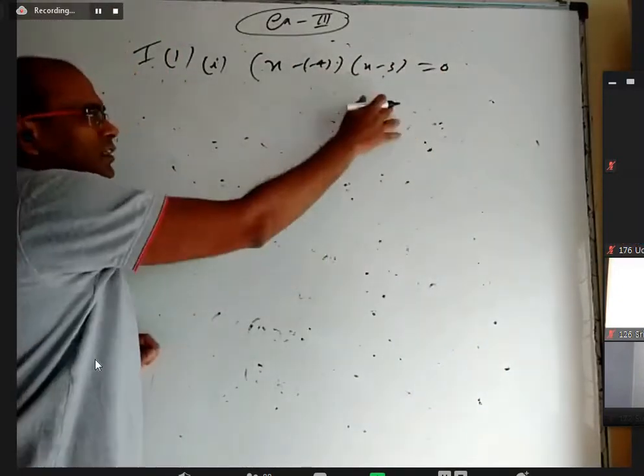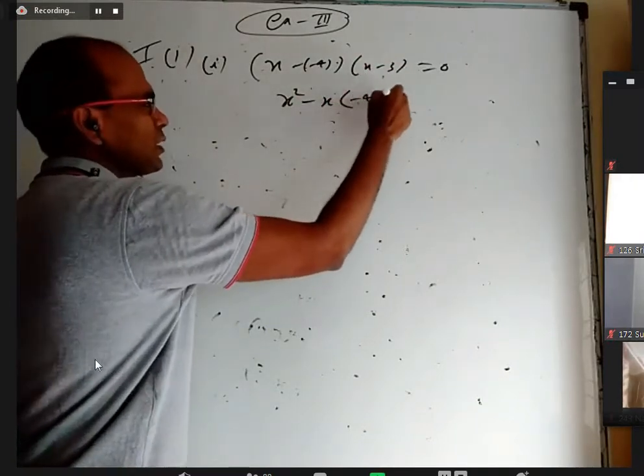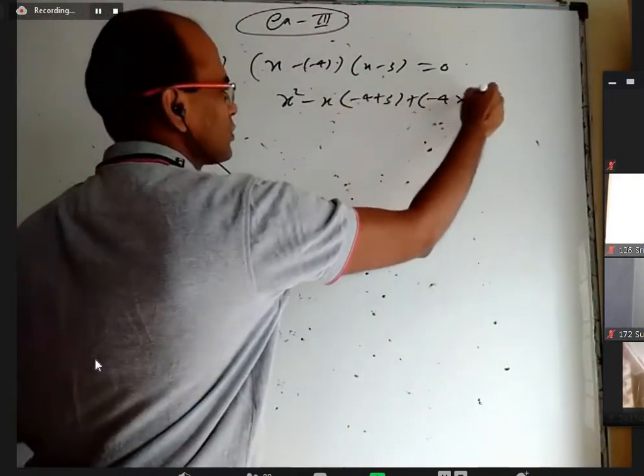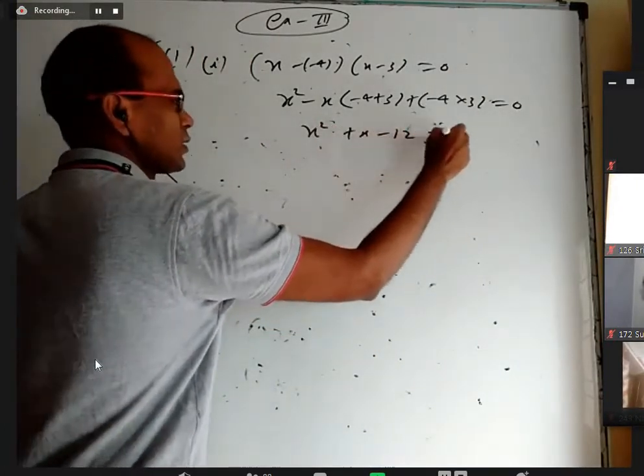Take (x - alpha)(x - beta), or x square minus x into the sum of the roots, which is -4 plus 3, and the product of the roots, which is -4 into 3. Either way, the same thing. x square plus x minus 12 equal to 0.